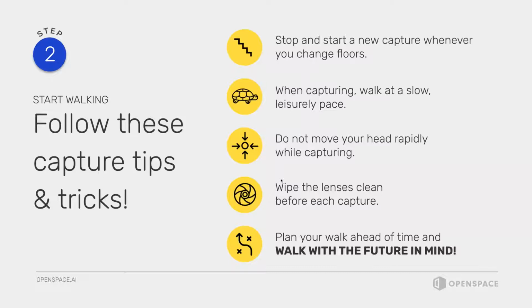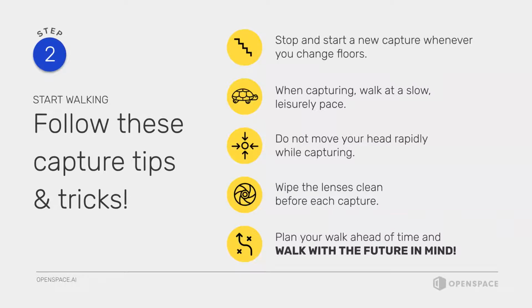Recommendations to make sure that you're having the best upload and that you're really getting the most out of OpenSpace during this period is: 1, each level will be its own capture. So make sure to tell OpenSpace what level you're on when you're taking your photos and your 360-degree videos. Next, this one really goes a long way. It's simple, but really makes a difference. Walking leisurely. So no speed walking, preferably.